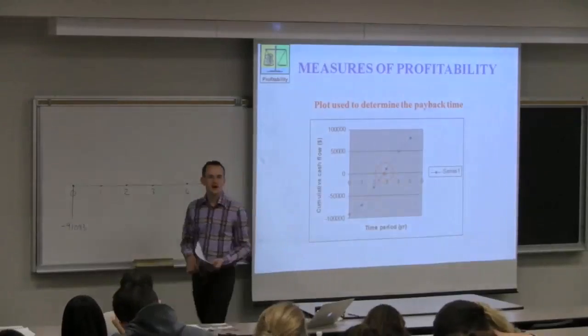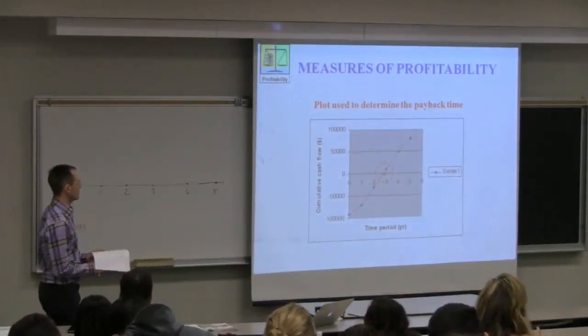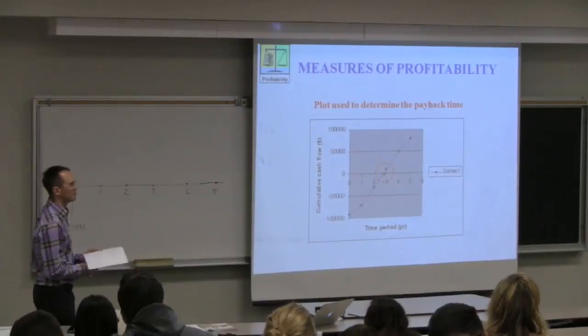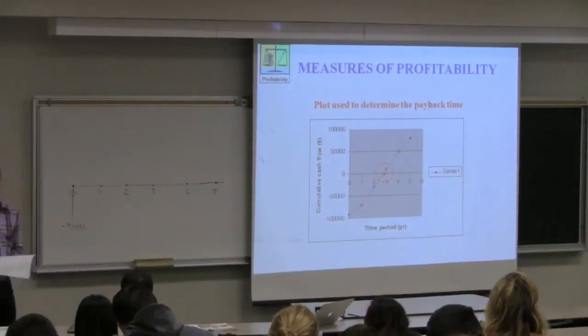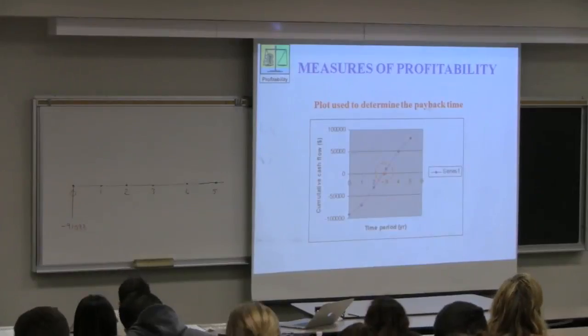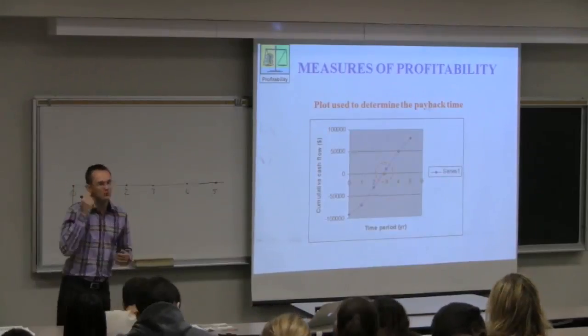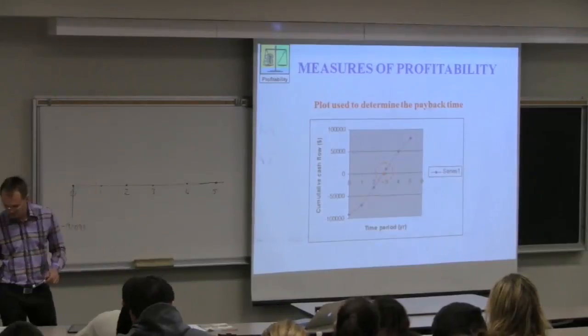Then we get another 40,000 the following year, at the start of period two. But at the start of period three, we're positive. So somewhere between period two and three, we're cutting across that boundary of zero, and it's about 2.7 years. So payback time could be estimated at roughly 2.7 years.